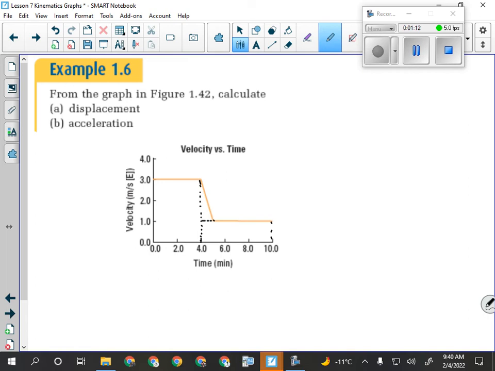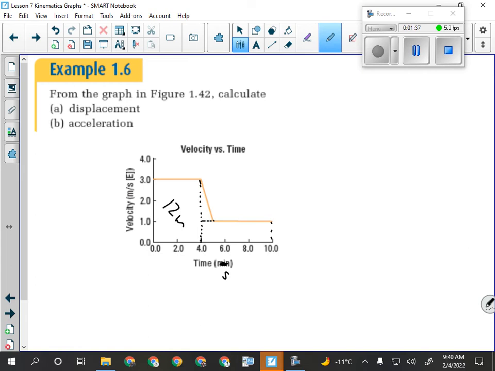Did anyone notice it was minutes? Did you convert it to seconds? I didn't even notice it was minutes. I'm going to do this because it's quicker. If you converted the minutes to seconds, you're still fine. It's the method here that's important. So 3 times 4, that's going to be 12 meters.